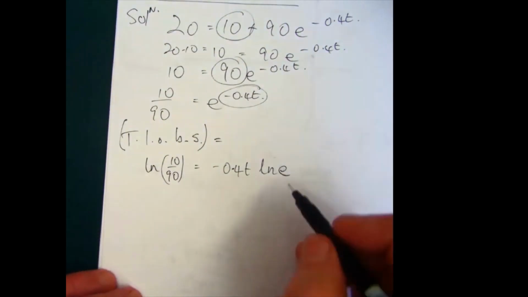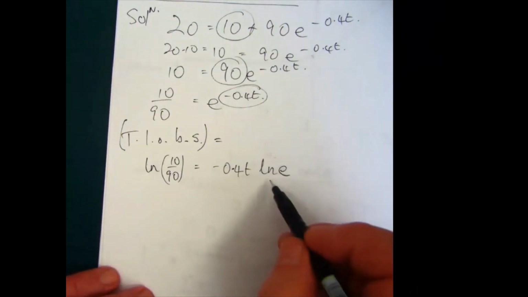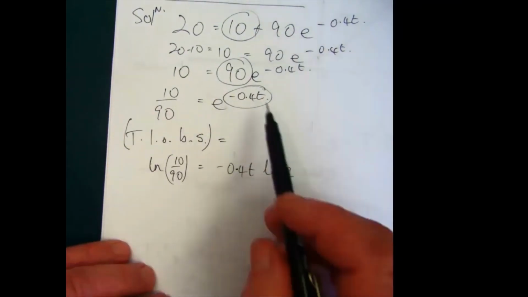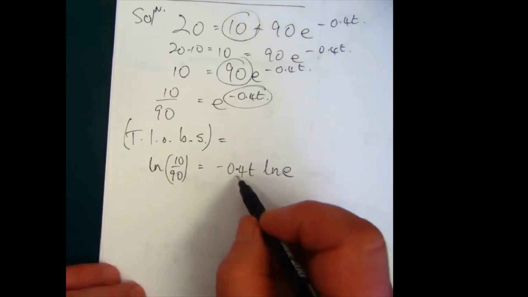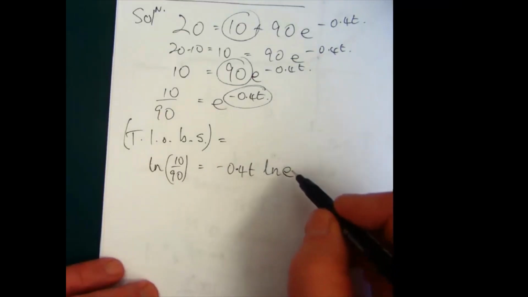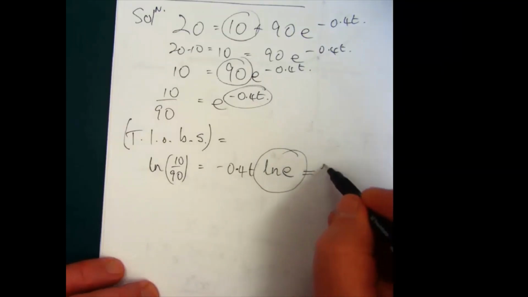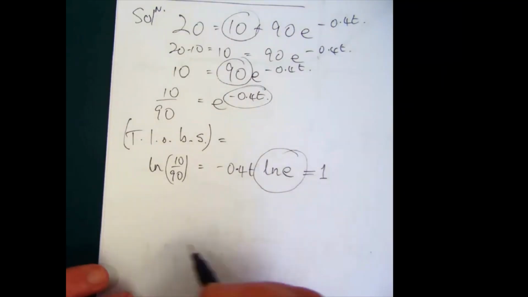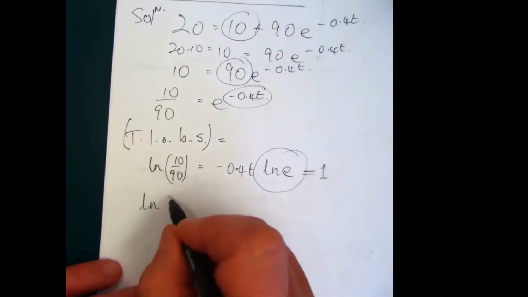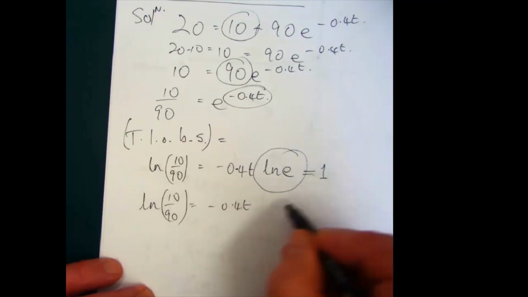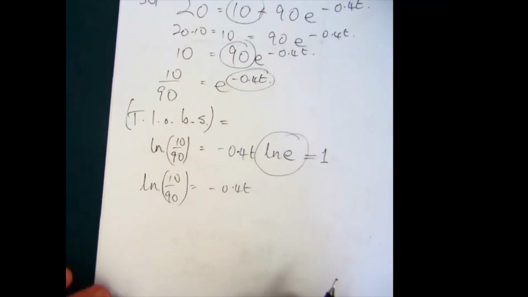Okay, now you think, oh, hang on, that's right. We've got natural log here, so we're in the right ballpark. This comes down. I want this, but you'll say, hang on, this simplifies even more because you'll realize that this is equal to 1. That's why this works. So now we have natural log 10 over 90 equals negative 0.4 t times 1, which is just itself.